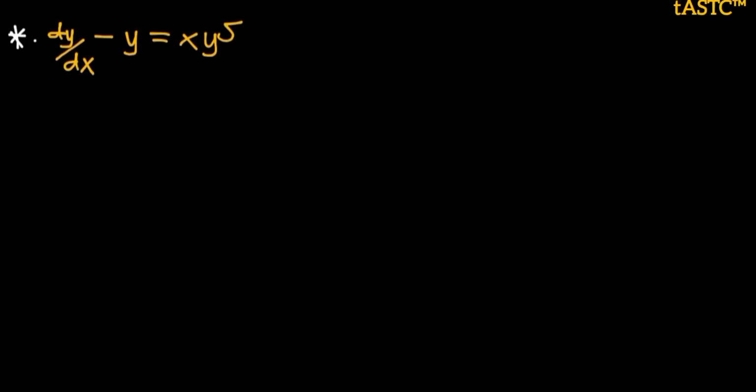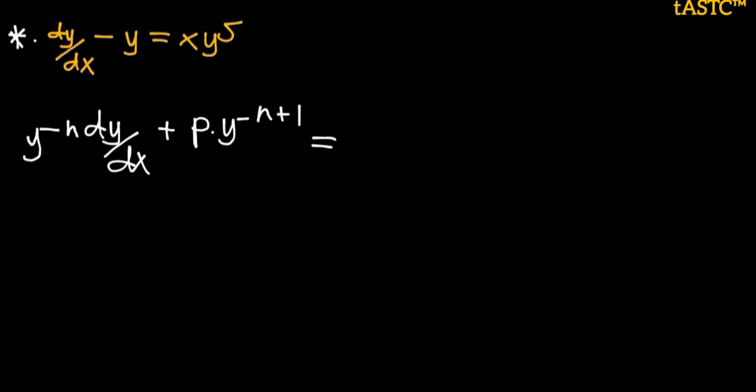So here is the first question for us. We have dy dx minus y is equal to x y to the fifth. Now we know that the Bernoulli's equation is written as y to the negative n dy dx plus p multiplied by y to the negative n plus 1, and that is equal to q. And p and q, they are functions in terms of x.